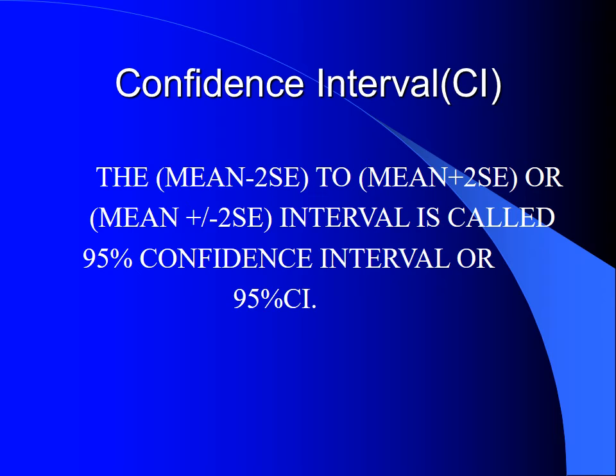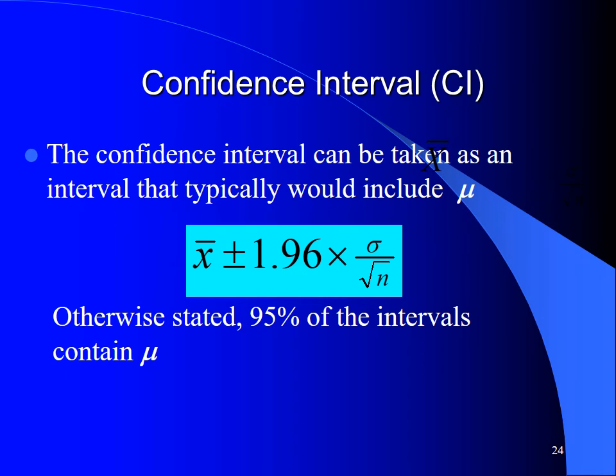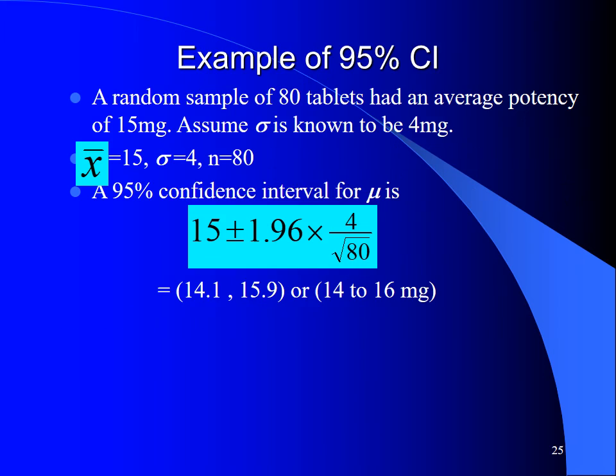So in the confidence interval, in place of SD, we replace SE, because that gives us precision around the mean. That means these are the confidence limits for the population mean. So mean minus 2SE to mean plus 2SE is called the confidence interval for the population mean, or 95%. So this is the formula to be calculated: x bar plus or minus 1.96 into sigma by square root of n.